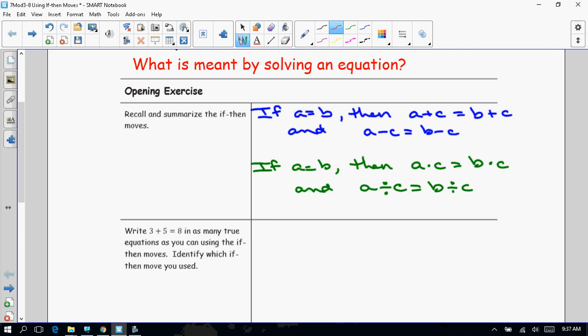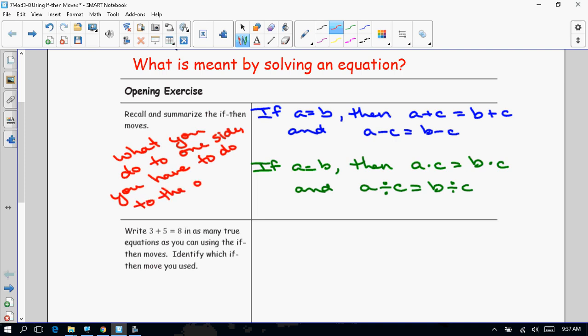Really, the best way to remember this is: what you do to one side of the equal sign, you have to do to the other. I promise you, if you talk to anyone who's ever gone through an algebra class, they will be able to answer that. If you said to them, hey, I learned this thing, that what you do to one side, guaranteed they'll be able to say you have to do to the other. Everybody just knows that that's the rule, and these are the two if-thens that help us.